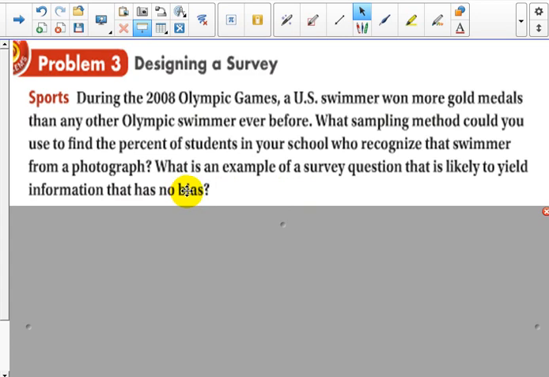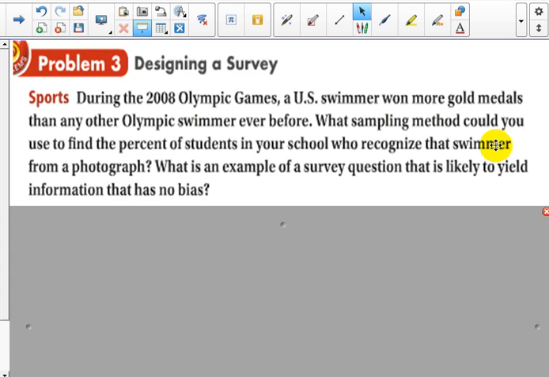What is an example of a survey question that is likely to yield information that has no bias? So you want to know how many people at your school recognize the swimmer. What kind of survey could you use? And we know the best one is systematic, right? To get them in some particular order and get them at intervals. So you want no bias. So how could you find out if they recognize the swimmer or not?